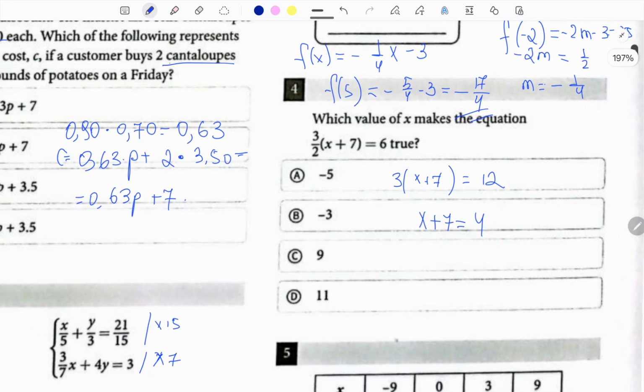Let's subtract 7 from both sides of this equation. Then we get x is equivalent to negative 3. So the correct answer is B.